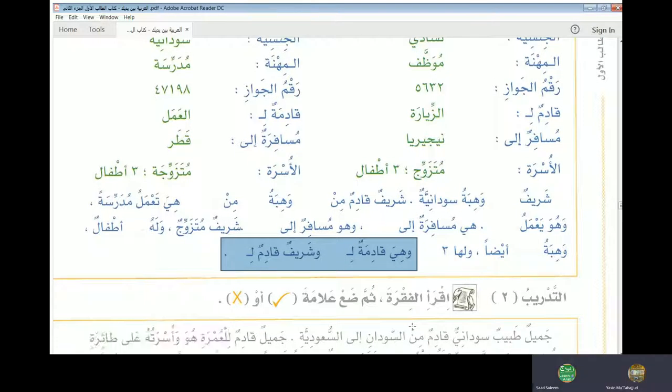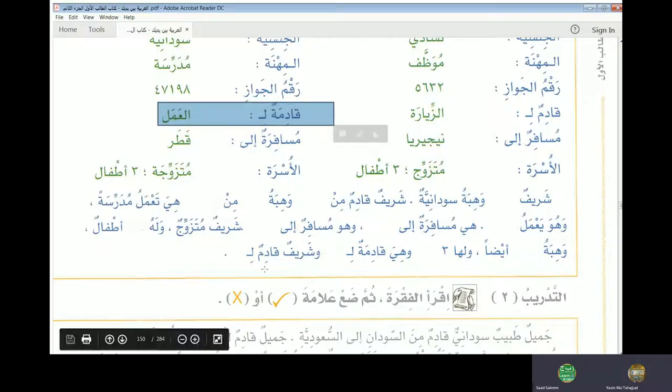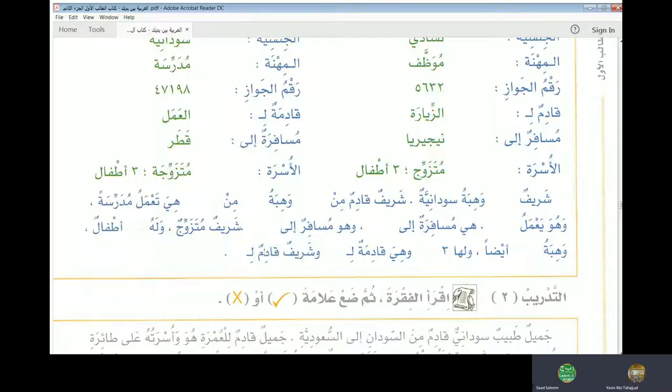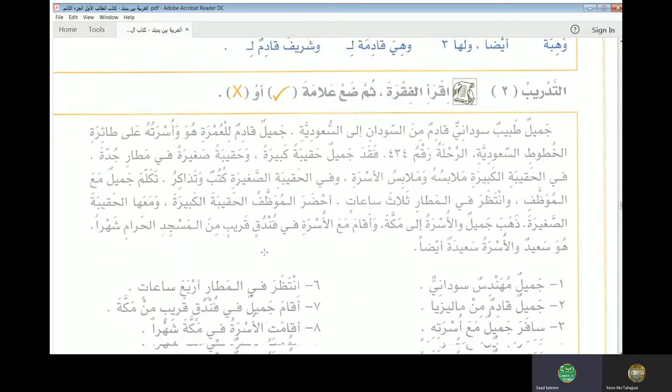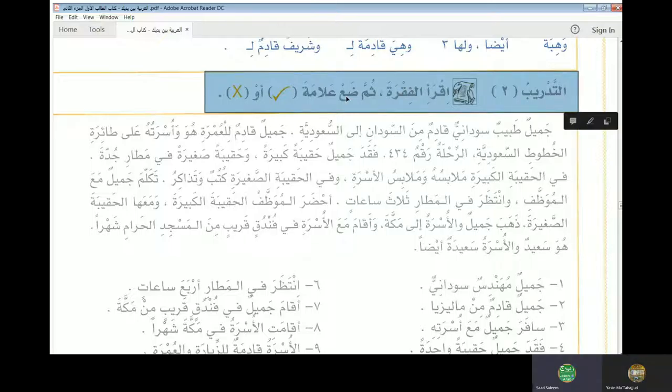Wa hiya kadimatun lil amal, okay, lil amal. Wa Sharifun kadimun liziyarati. Correct, liziyarati. Tadrib thani, second exercise. Ikra al-fikrata. Read the paragraph, then put the tick symbol or the cross symbol.